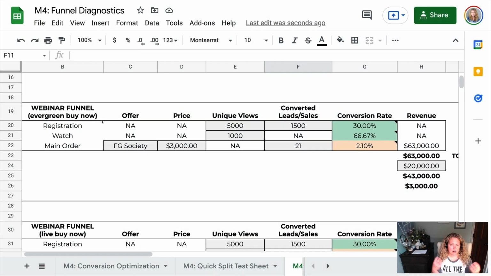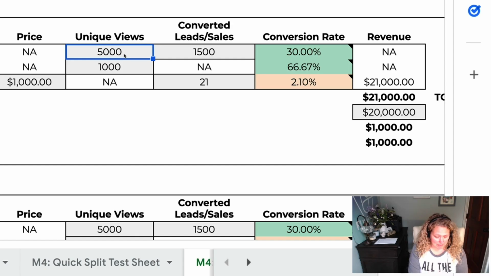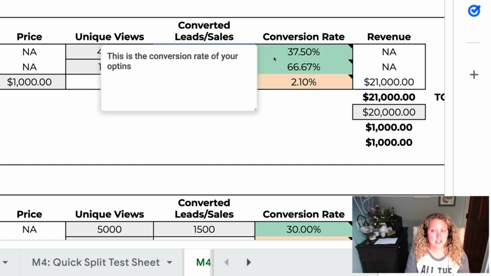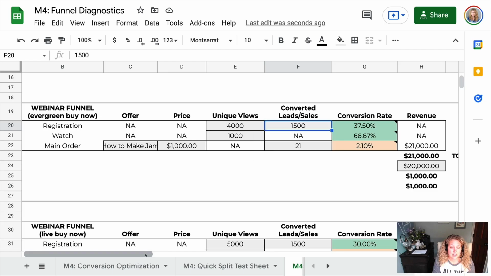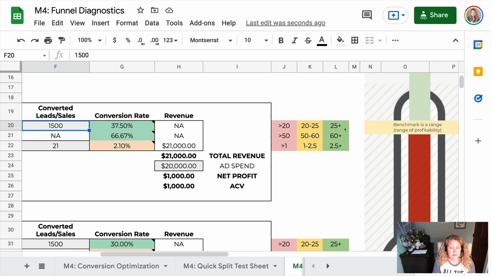This means you've got an offer, you've got it on a webinar. Let's say you're selling something for $1,000, right? Like how to make jam. That'd be expensive, but let's just go with it. Okay. And it's $1,000. Now, maybe you get 4,000 people to the registration page, but only 1,500 of them opt in. You're doing well. That is the conversion rate of your opt-ins. And you can see over here that you want it to be over 25%. So you're actually doing great.